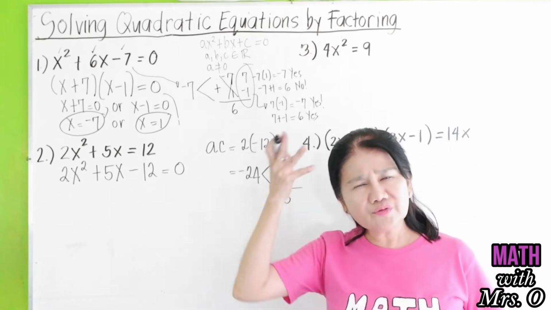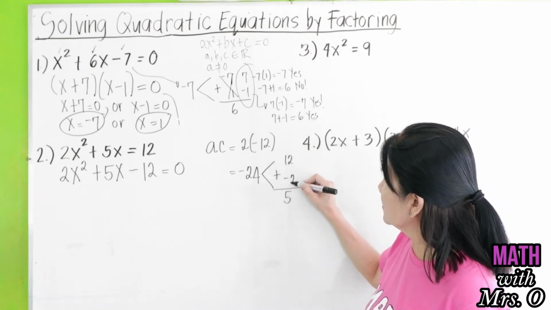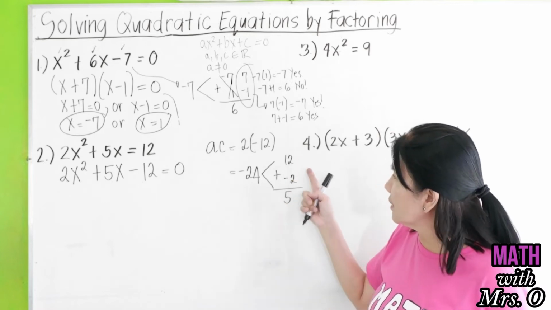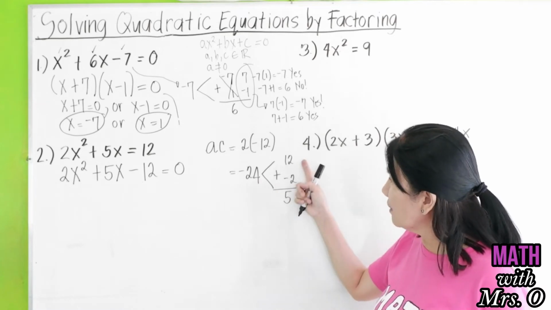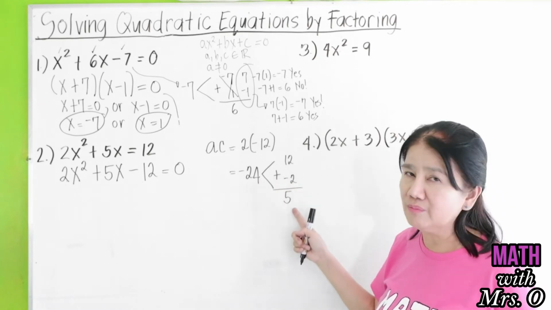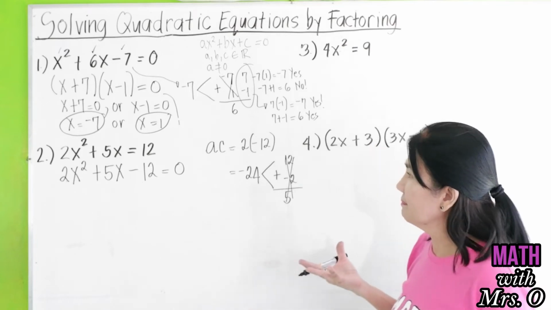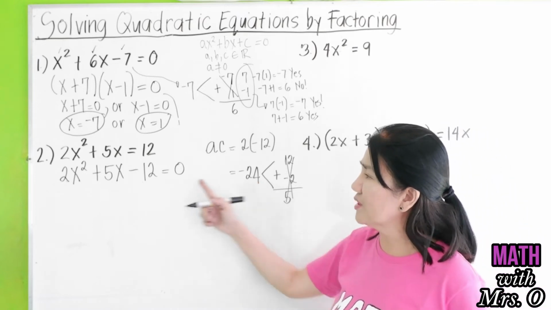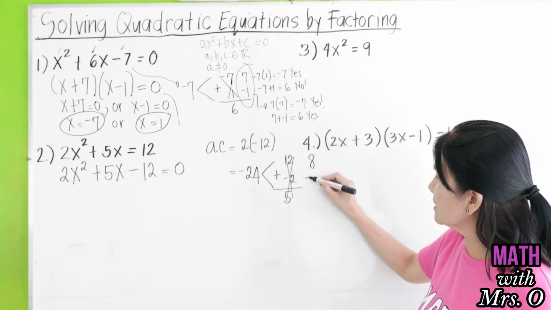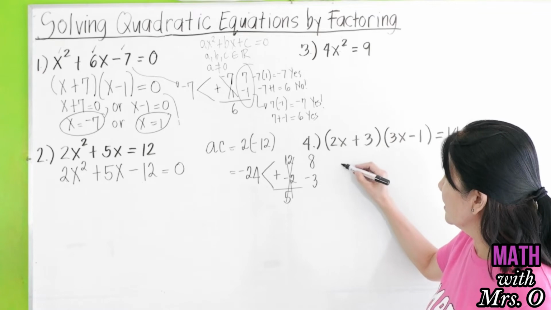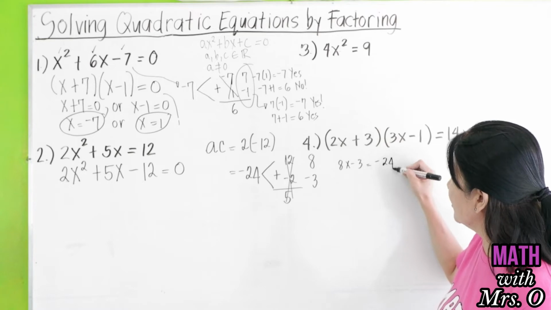Okay. Let us say the first thing that came into your mind were 12 times negative 2. Let's check. 12 times negative 2, is it negative 24? Yes. But 12 plus negative 2, is it 5? No. So this is not correct. Try another one. Factors of negative 24 which when added will give you a 5. We can try 8 times negative 3. 8 times negative 3, will that give you a negative 24? Yes.